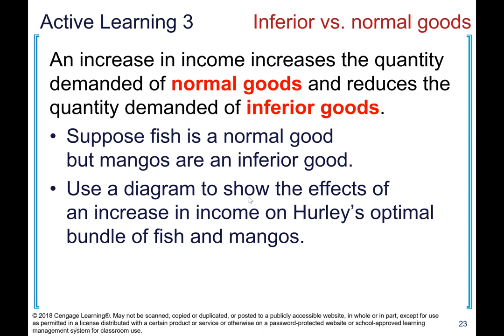Active learning exercise, defining inferior versus normal good. An increase in income increases the quantity demanded of normal goods and reduces the quantity demanded of inferior goods, and vice versa. Suppose fish is a normal good, but mangoes are inferior goods. Use a diagram to show the effects of an increase in income on Harley's optimal bundle of fish and mangoes.